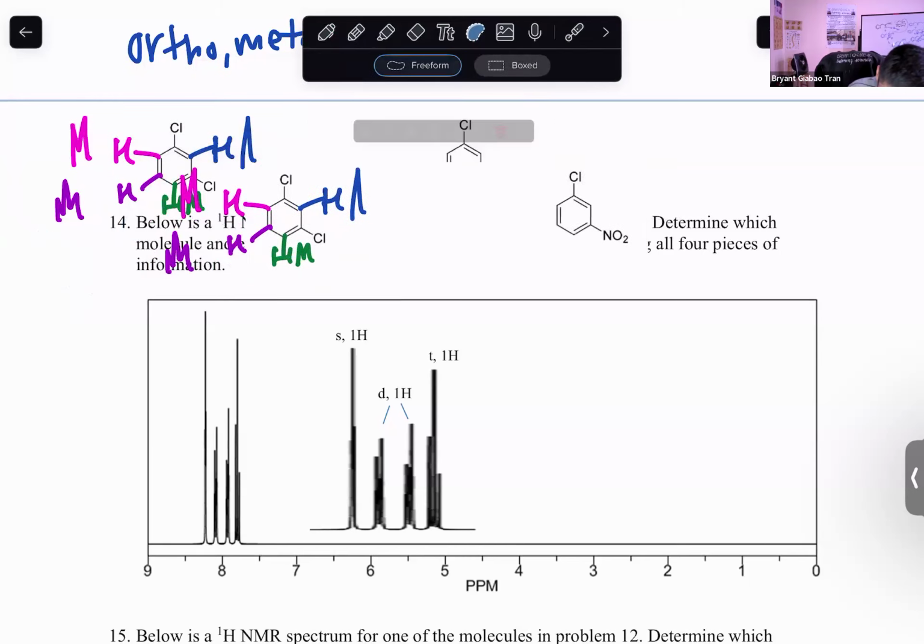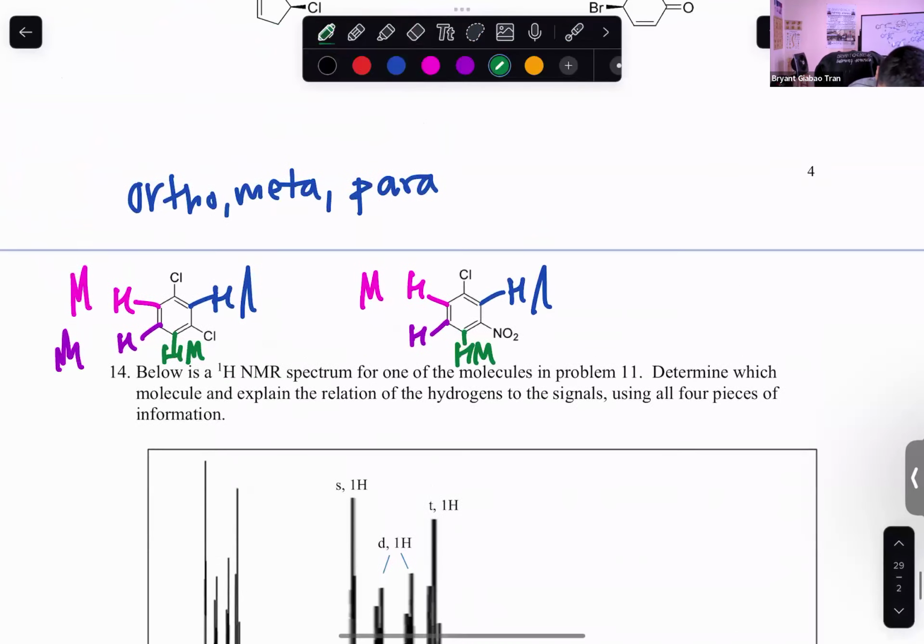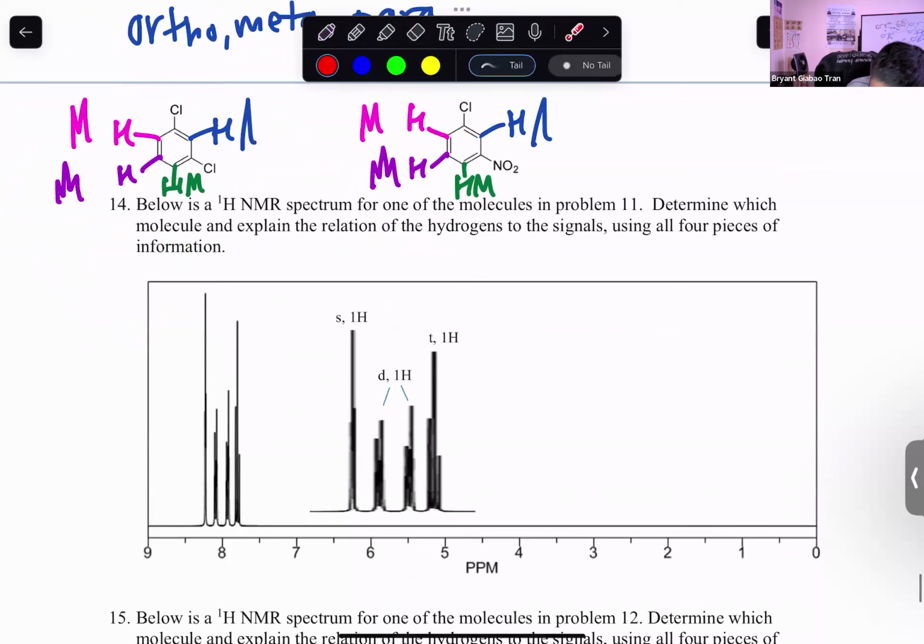So that is going to be the exact same as this other one right here. It's going to have the same splitting pattern, right? Because that is also meta. So this will also have a singlet, a doublet, a triplet, and a doublet. Which we do see here. We do see a singlet. We do see doublets, 2 doublets, which could be the pink and green ones. And we see a triplet, which is the purple one right here, right?